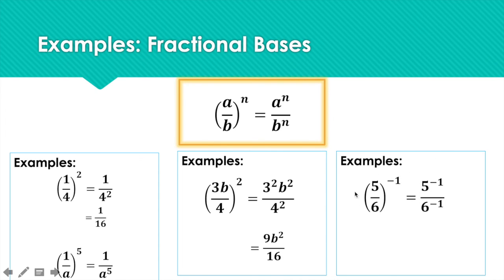Lastly, I think you had a look at some of these yesterday. This is when we've got a negative index, 5 over 6. Our 5 gets the negative 1 and our 6 gets the negative 1, which means that we flip both of them upside down, which is pretty cool. All right, have a go at the practice questions and ask me if you need any help.